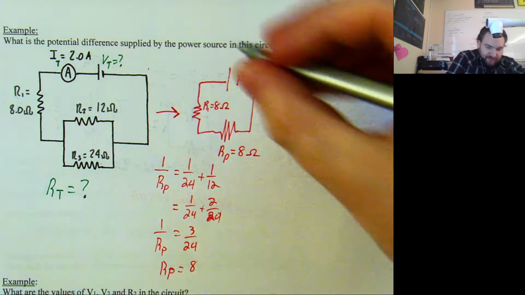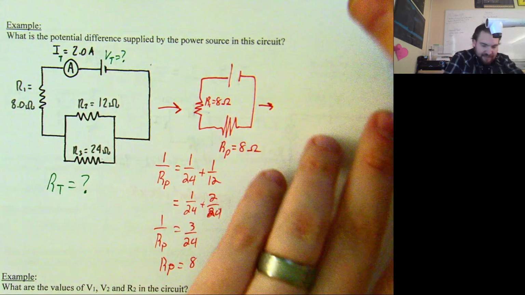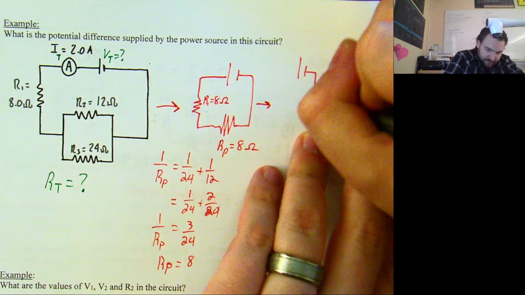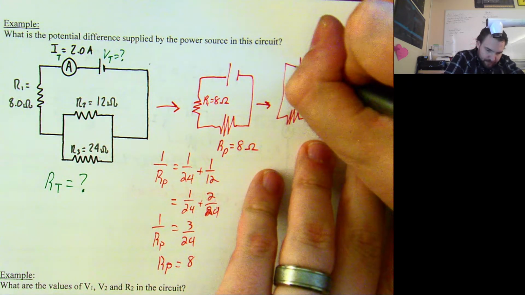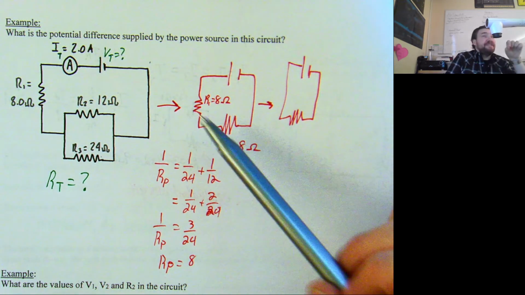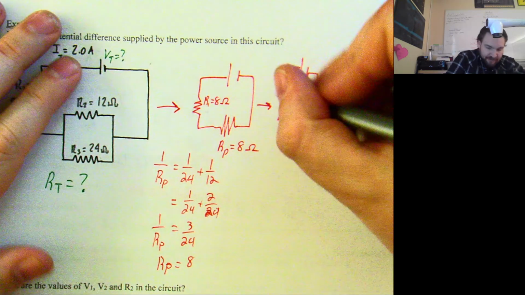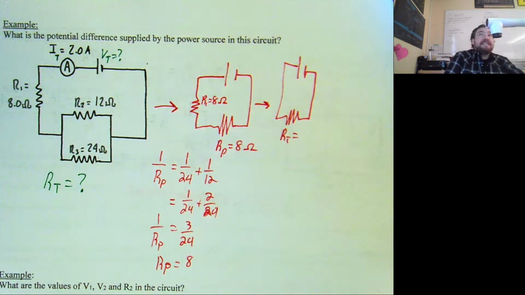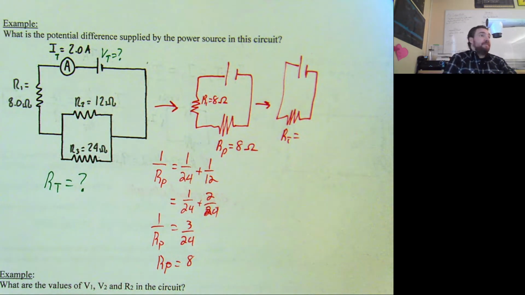So then my last equivalent circuit is going to look like this. I take these two that are now in series and combine them into what is now going to be our total. In series, it's easy. Our total is going to be what? One more time.